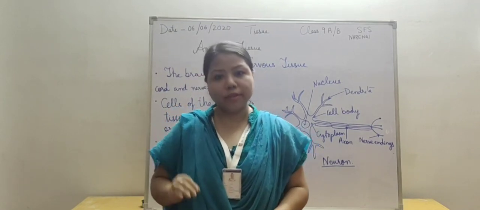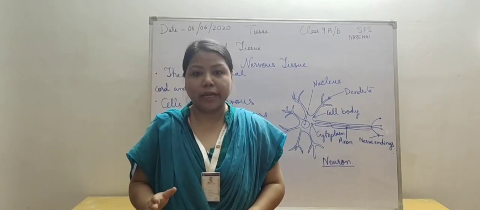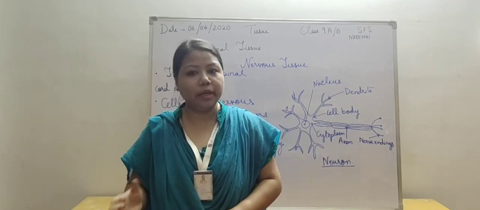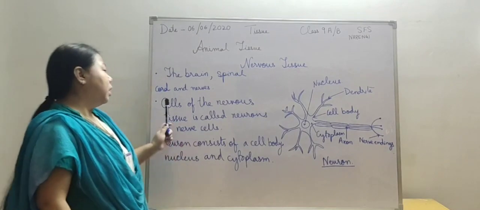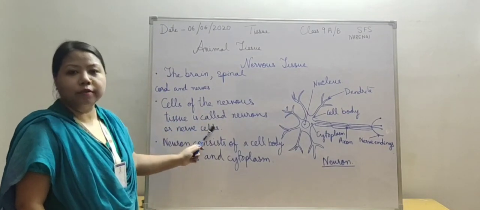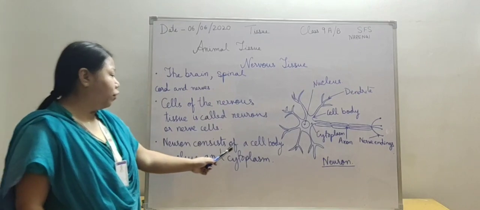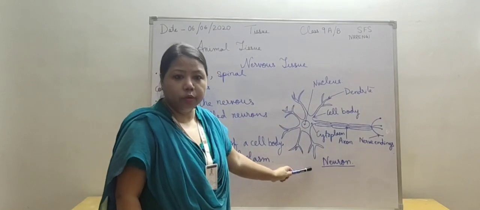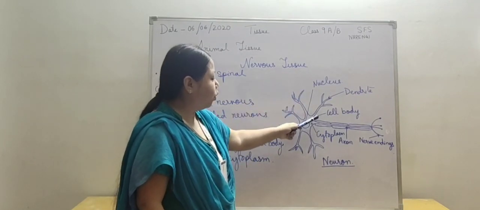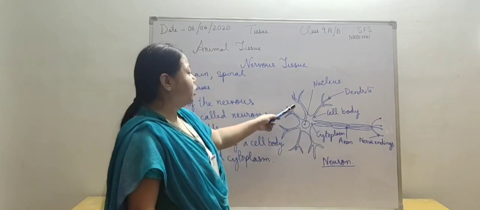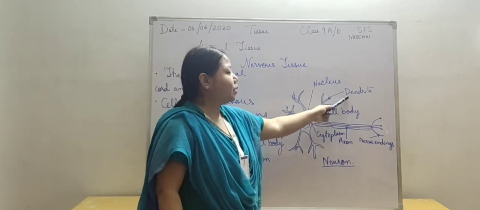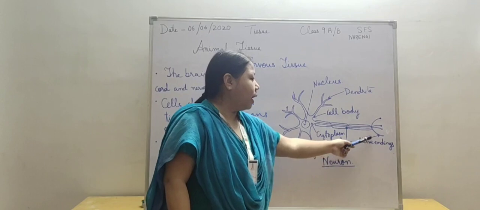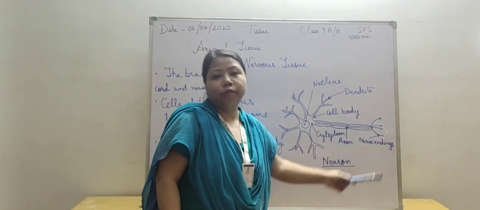The cells of the nervous tissue are highly specialized and they can respond to a stimulus and transmit it very rapidly. The cell of the nervous tissue is called a neuron or nerve cell, and the neuron consists of a cell body, nucleus and cytoplasm. Here is a diagram of a neuron which shows the nucleus, the cell body and the cytoplasm. You can see some hair-like structures called dendrites, and the long extension is called the axon, and at the end of the axon are the nerve endings.